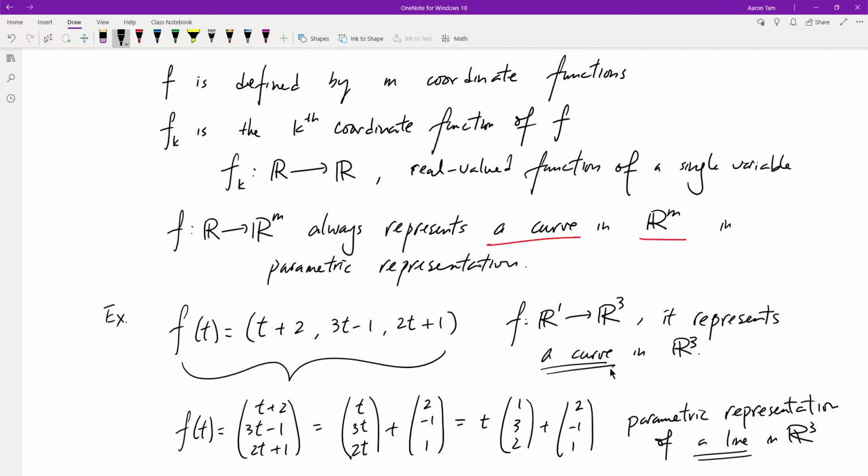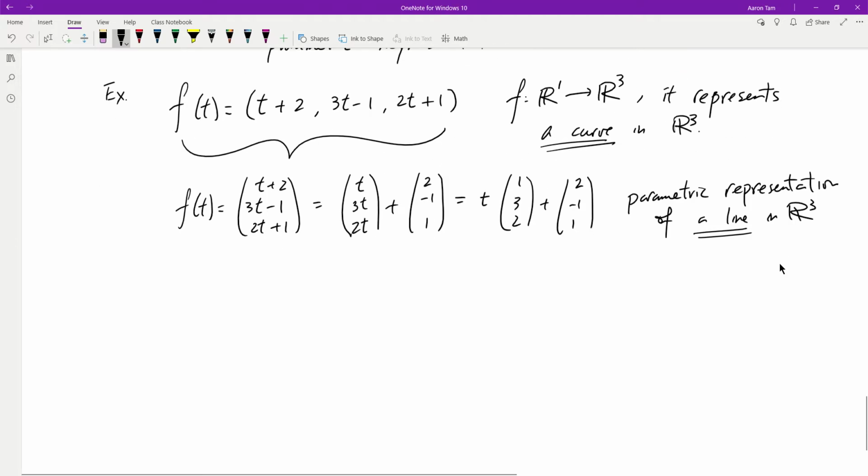Now of course, if we have a curve, then it would not be able to be written in this way, because we won't be able to factor out this vector right here to indicate the direction. But what you have been learning in chapter 1 about lines in parametric form is actually a function of this type, a function that maps from R1 to Rm.